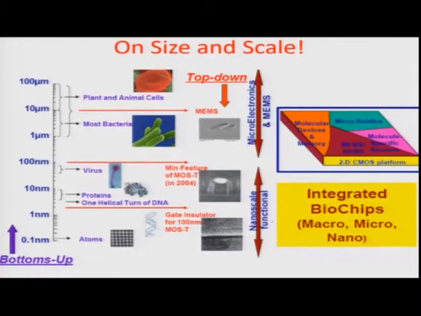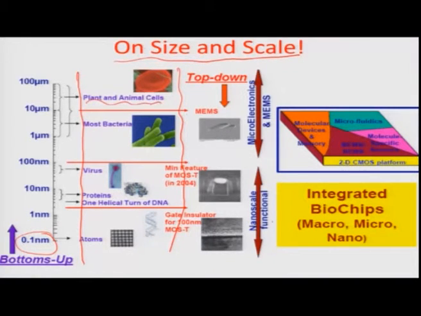So, today talking on the size and scale, obviously when we talk about merging these two worlds together, there are different biological moieties, for example, on the left side of the scale here, varying from the atomic level of tens of angstroms, all the way to 1 angstrom, all the way to plant and animal cells, which are quite high in size, maybe 20 micron plus.